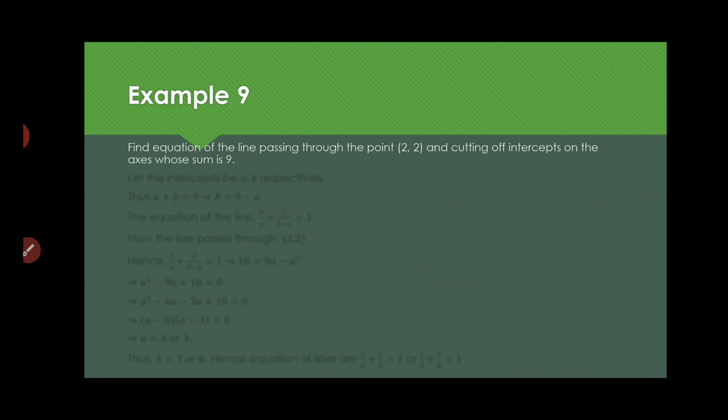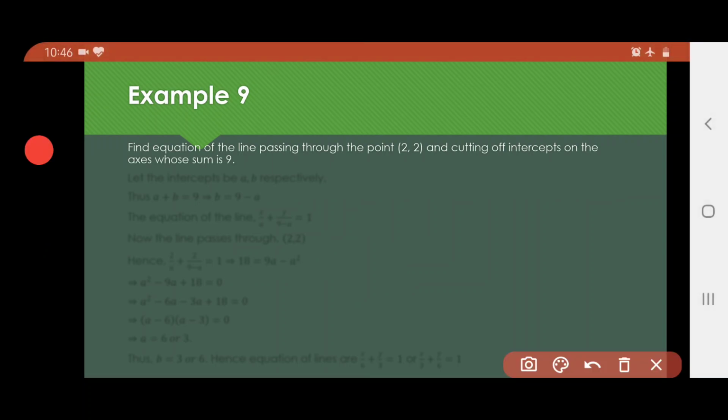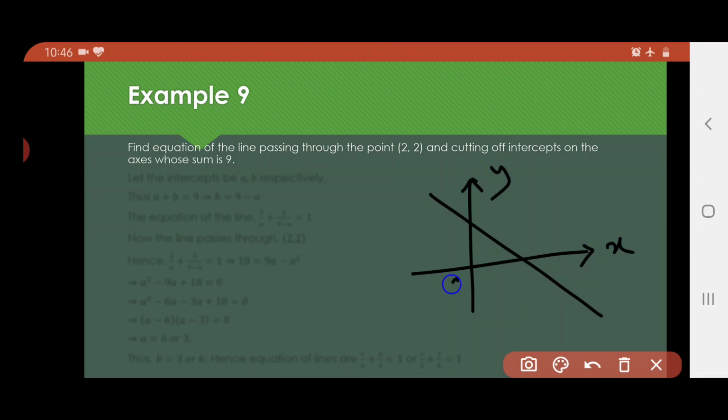Find the equation of the line passing through the point (2, 2) and cutting off intercepts on the axes whose sum is 9. Say this is the straight line, this is your x-axis, this is your y-axis, this is the origin, and it is told that this intercept plus this intercept, the sum of the two intercepts, equals 9. Therefore if I take one of the intercepts as a, the other intercept becomes 9 minus a. Fine.